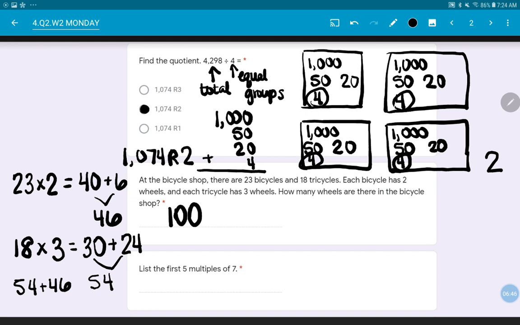Okay, list the first 5 multiples of 7. So remember, when we list multiples, we're skip counting. I'm thinking 7 multiplied by a number. So 7 times 1 is 7. 7 times 2 is 14. 7 times 3 is 21. 7 times 4 is 28. And 7 times 5 is 35.